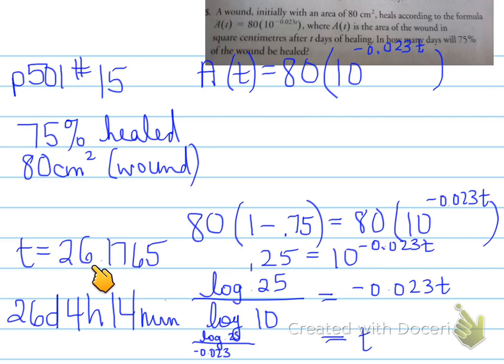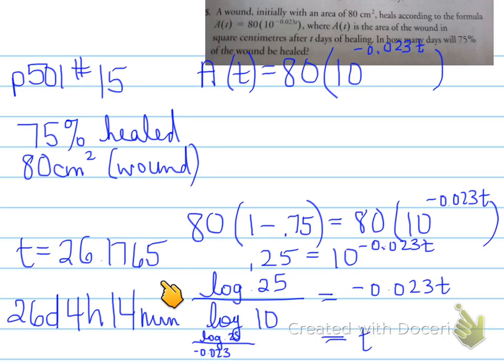Now, let's say you were to calculate it down to the minute. Well, it will take 26 days. That's the first part, that's what t represented. We take the 0.1765 and convert that to hours, and then we take the remaining decimal calculated in the calculator to find out that it will take 14 minutes, because we multiply that by 60. Once again, we take the log and then divide. Notice that log base 10 of 10 is 1, so when I divide out the negative 0.023, that's how I got this answer.